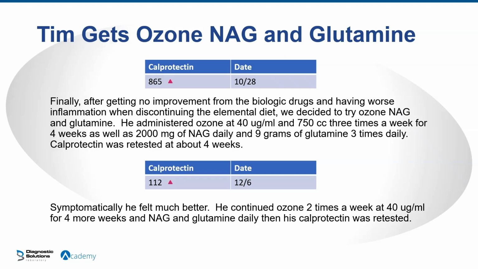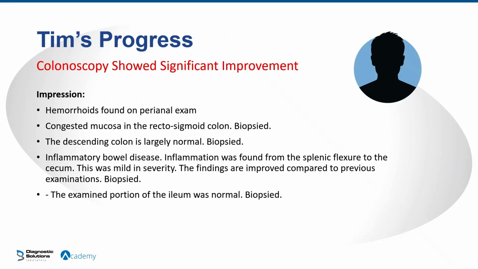He felt much better. He initially did ozone 3 times a week, and then he was able to drop to 2 times a week and maintain the N-acetylglucosamine and glutamine daily. And then we went back to get another colonoscopy for him.